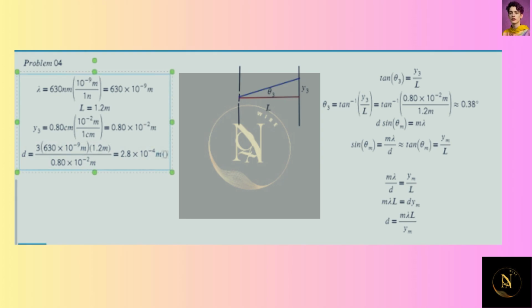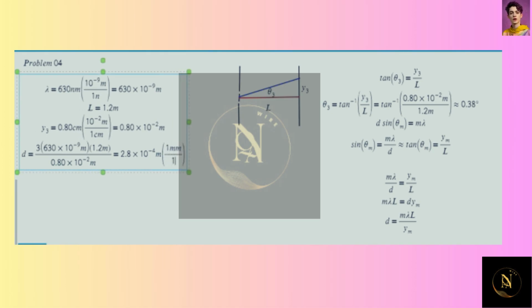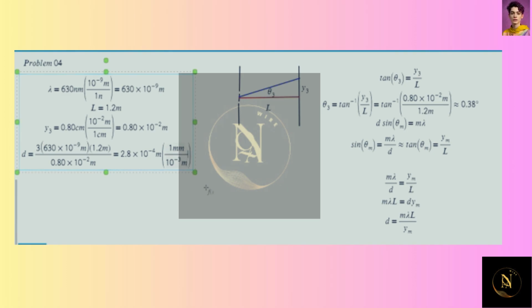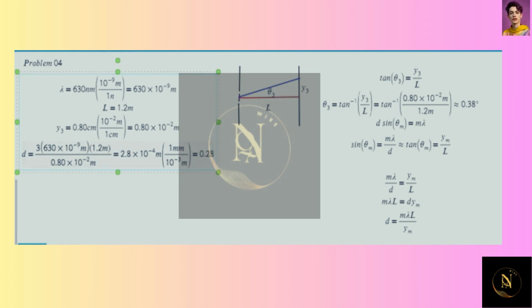Okay, so let's do a conversion to millimeters. So 1 millimeter is 10 to the negative 3 meters. So this goes to the numerator since it's negative, and then we're going to be left with 10 to the negative 1, so that pushes the decimal place to the left. So here we're left with 0.2828 millimeters, like so. So that is the slit separation.